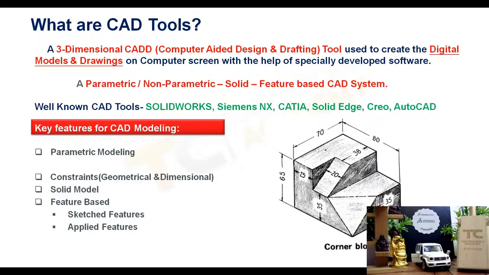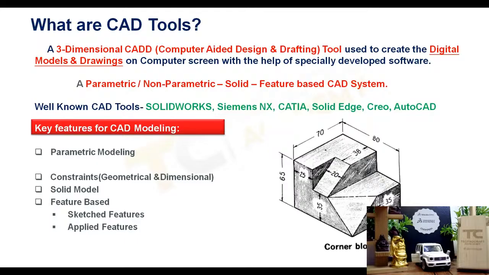What exactly do we use or do in the CAD tools? The first thing is we design the parts, right? So using the parametric or non-parametric features, and it should be a solid, obviously, right? And we use the feature-based tools also to design these parts.